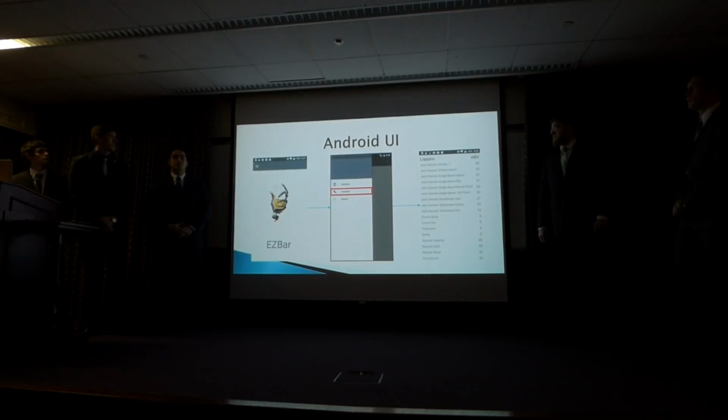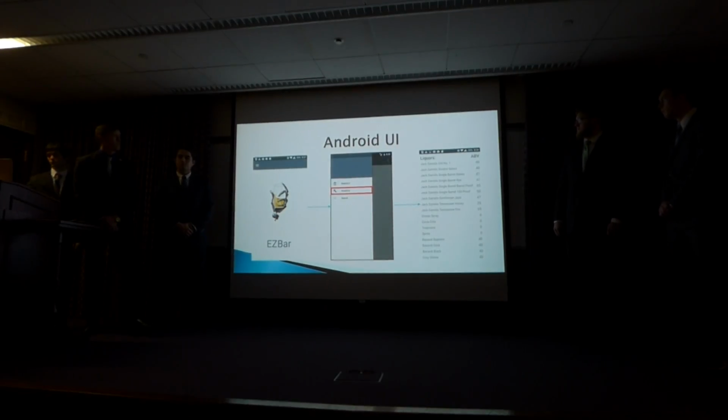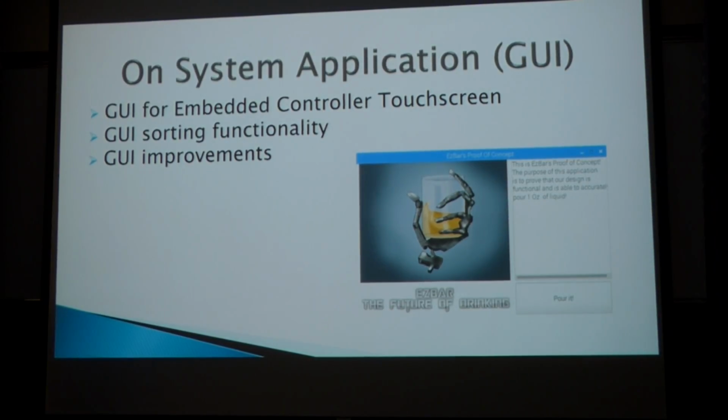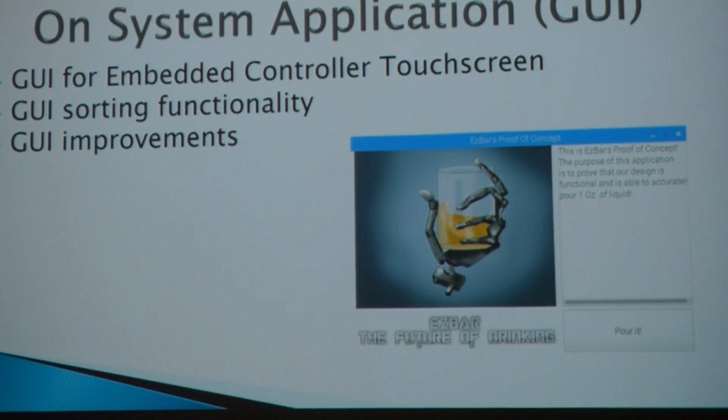And this is the Android user interface. EzBar will feature a user-friendly graphical user interface. On our right, you can see our current graphical user interface. This is actually embedded on our proof of concept. Currently, it's able to accurately pour 1 ounce of liquid.